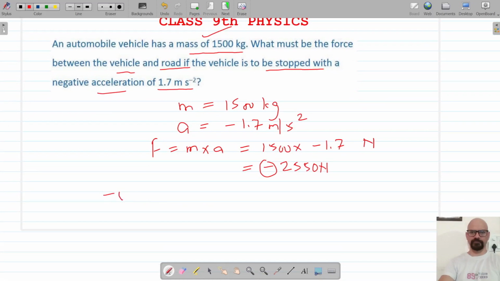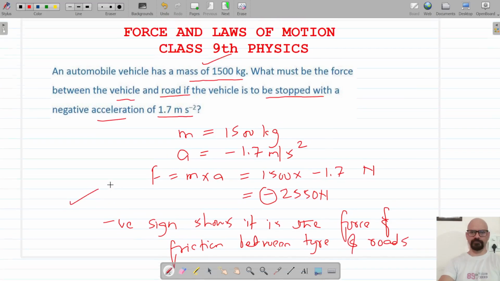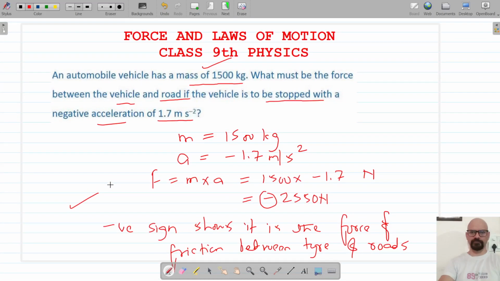So you can see that the negative sign shows that it is the force of friction between the tire and the road. Okay, so with this, we are done with this question. Let's move on to the next one.